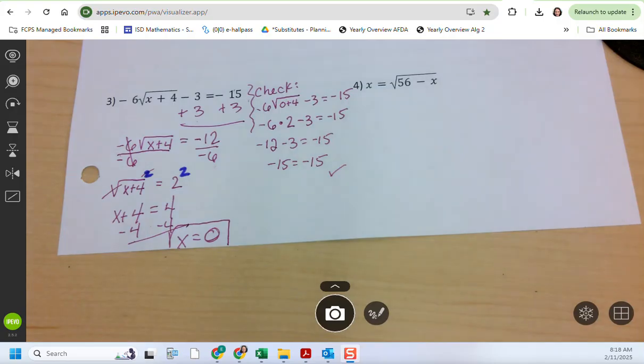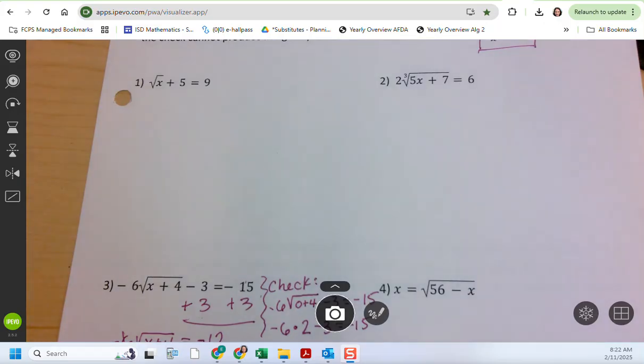All right. What questions do you have? Okay. So I want you to go back and do problems 1 and 2 and follow those steps. First, isolate your radical, then undo your radical, and then check your answer.